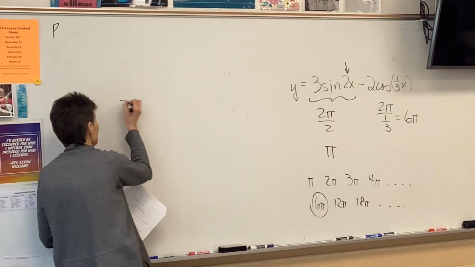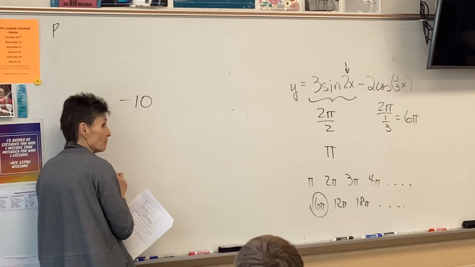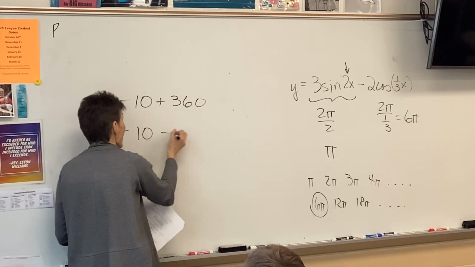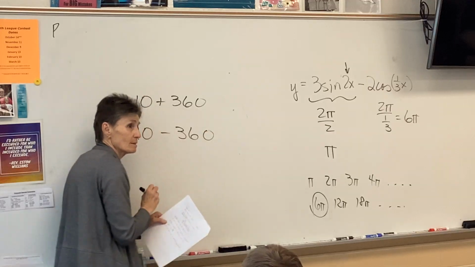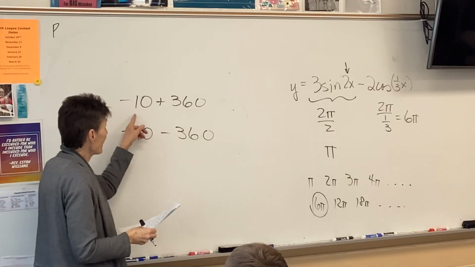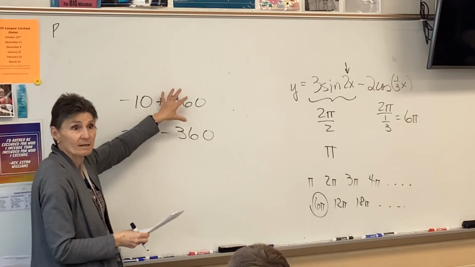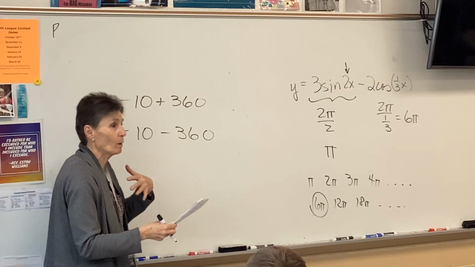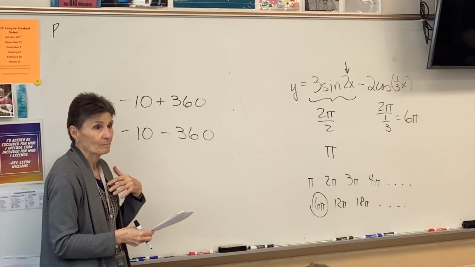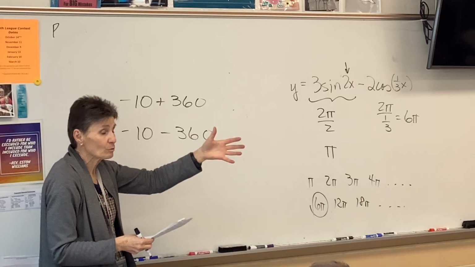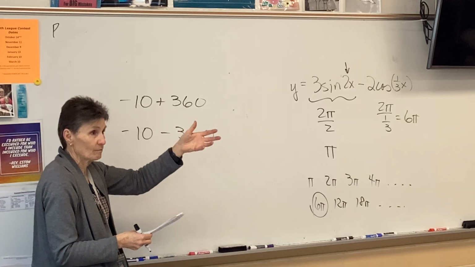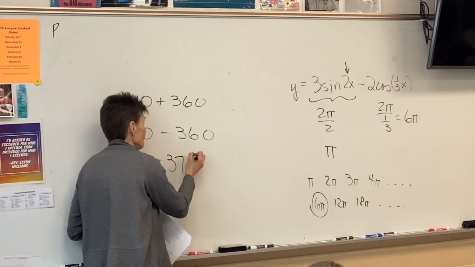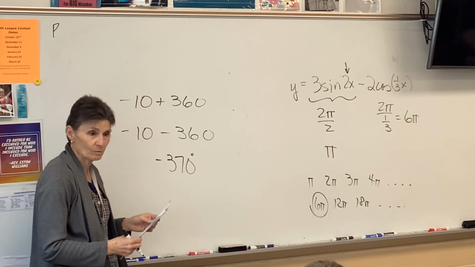So negative 10 is my starting point. I am going to add or subtract revolutions. Now clearly if I add, I'm going to get positive 350. And this particular question says I want a negative answer. 350 is a coterminal angle, it's just not a negative one. So the answer to this particular question would be negative 370.